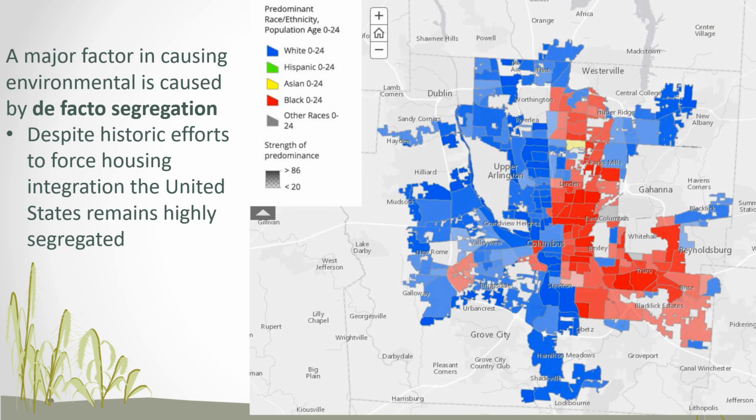Additionally, and this is really why we call it environmental racism instead of environmental classism, in our country, and other places as well, we still have de facto segregation, meaning that, yes, it is absolutely illegal to keep people from living in an area solely because of their race, but neighborhoods are very, very, very persistent. They are a very persistent social construct.